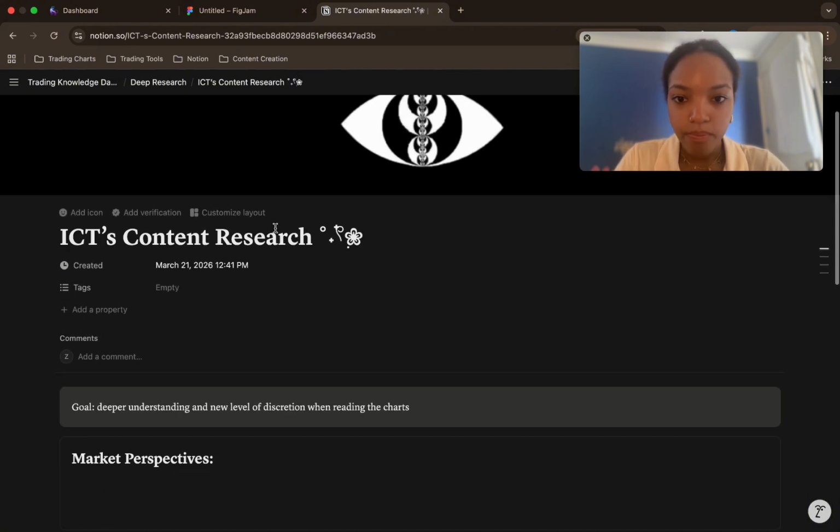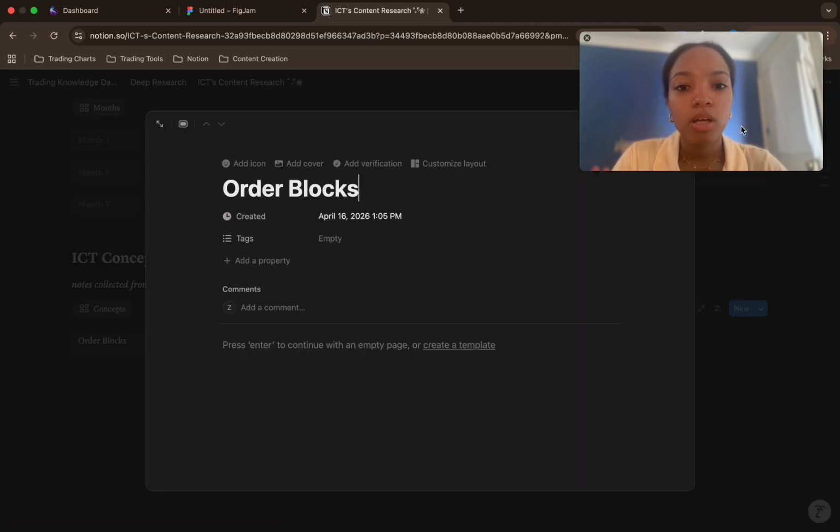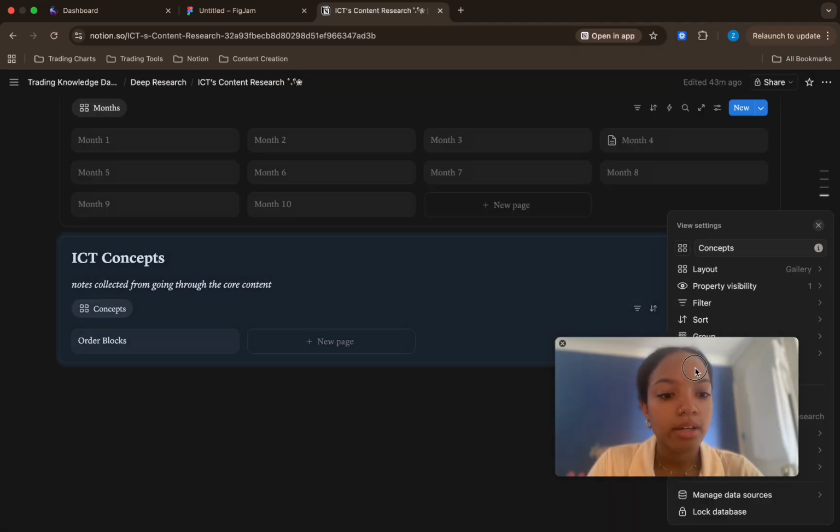Yeah, and obviously more needs to be filled out here. It's not done, it's a work in progress, but this is where I'm going to be filling out this kind of series where I'm mastering each of the ICT concepts. So here we have order blocks. I'm going to make this one. This is how you do this.